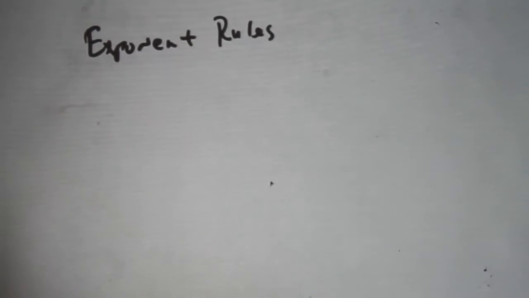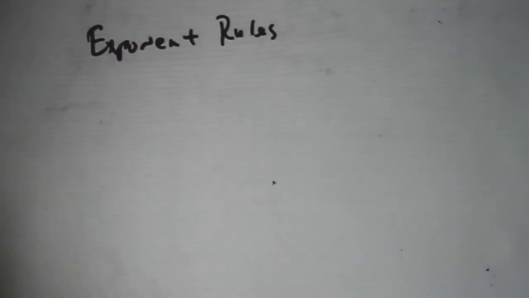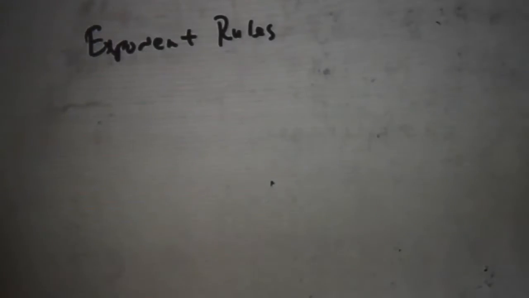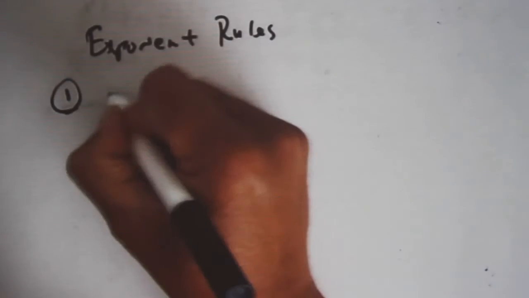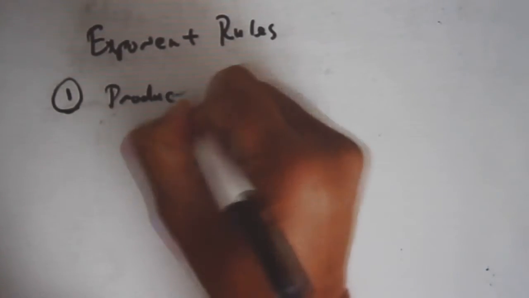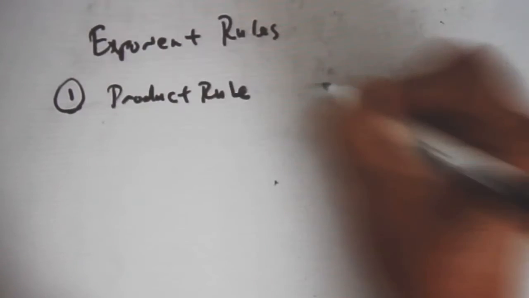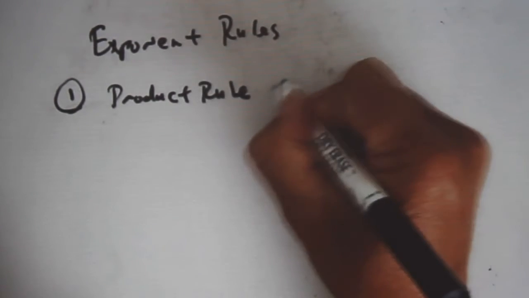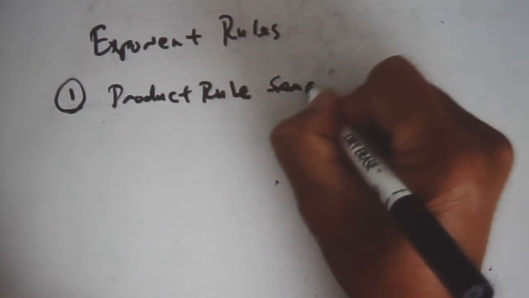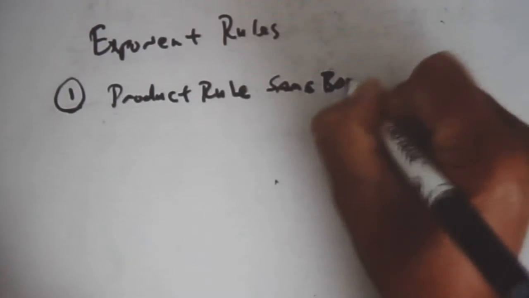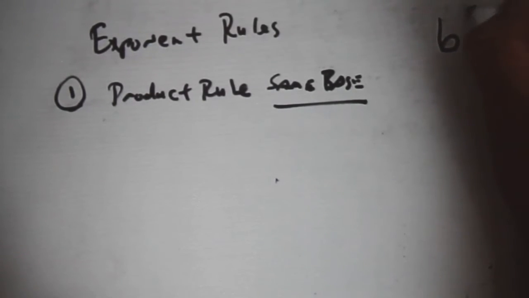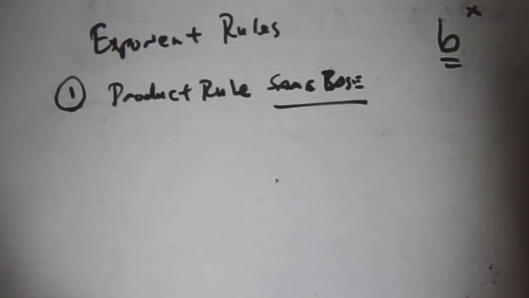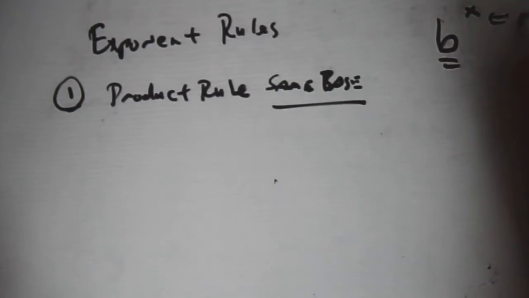So the easiest exponent rule to deal with is the first rule, called the product rule. And you've done this one quite frequently. All these rules apply to things that have the same base. So base to some power. So this is the base. This is the power.